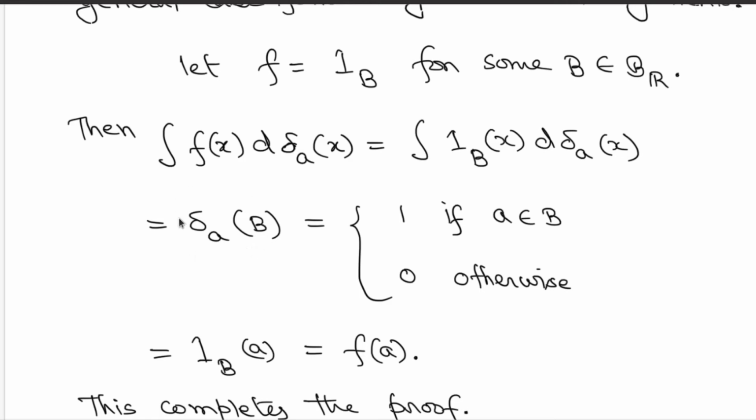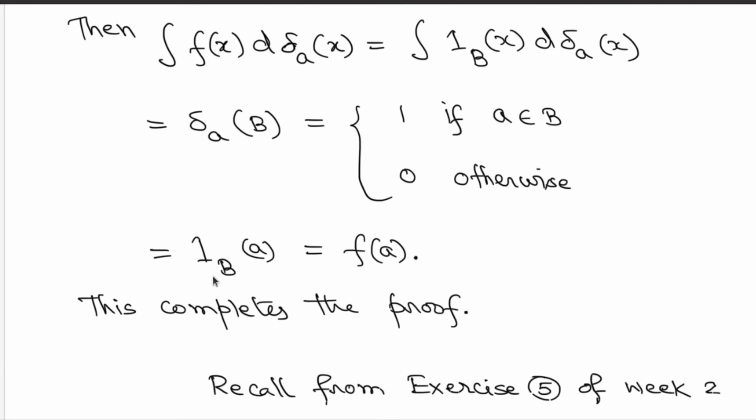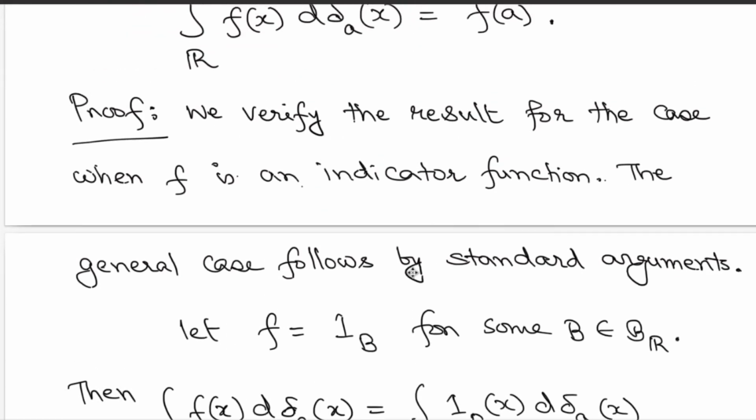But observe that the Dirac measure associates these values: if the point A is in the set B, then you associate the value 1, otherwise you associate the value 0. But you can rewrite this in terms of the indicator in this way, that this is the evaluation of the indicator function at the point A. Right? This is just rewriting the values of the Dirac measure in terms of an indicator. Great. But now what was indicator B? That was your choice for f in this simple case. So you have verified the equality when f is an indicator.